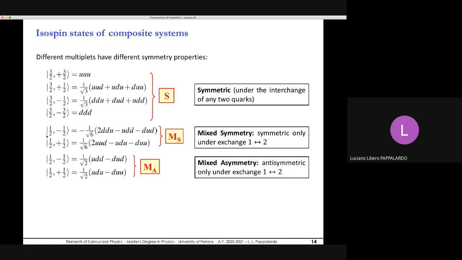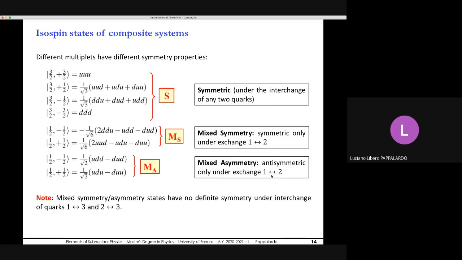Whereas if you now look at the 2 doublets, these 2 have so-called mixed symmetry or mixed asymmetry. What does it mean? Mixed symmetry means that they are only symmetric under the exchange of the first and the second quark, and mixed asymmetry means that they are anti-symmetric only under the exchange of the first and the second quark. And so mixed symmetry and mixed asymmetry states have no definite symmetry under the exchange of the other combinations, 1 to 3 and 2 to 3, but only for 1 to 2. This will become relevant when we build up the wave function of the proton later on in the course.